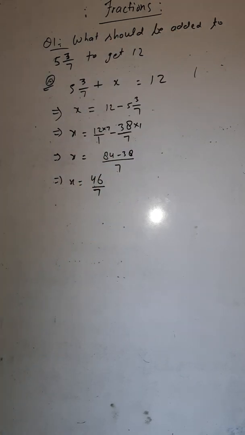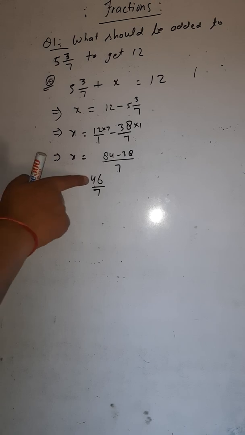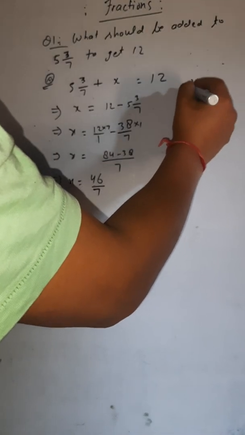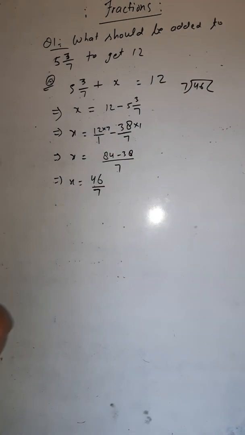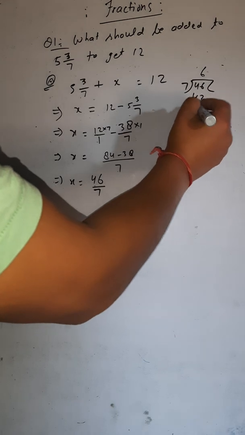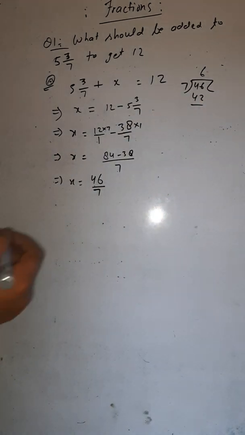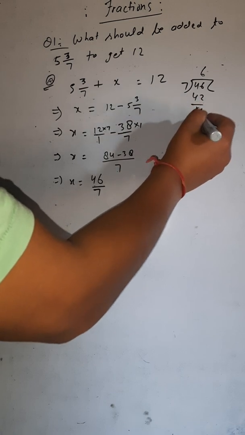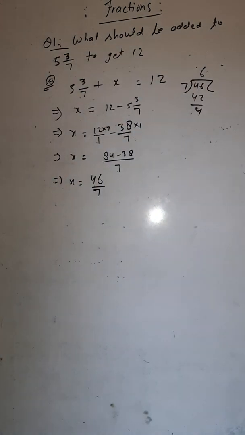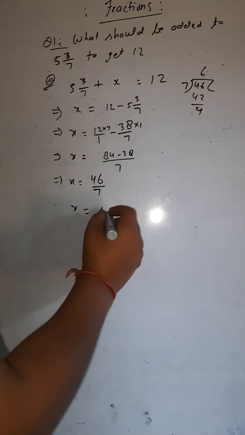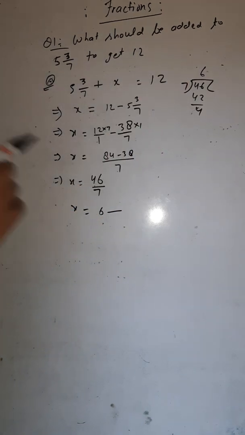If you want to change this into a mixed fraction, you divide 46 by 7. How many times does it go? 7 times 6 is 42, so 6 times going. The remainder is 4, which is not divisible further. So x would be equal to the quotient, and you write the quotient 6 here.